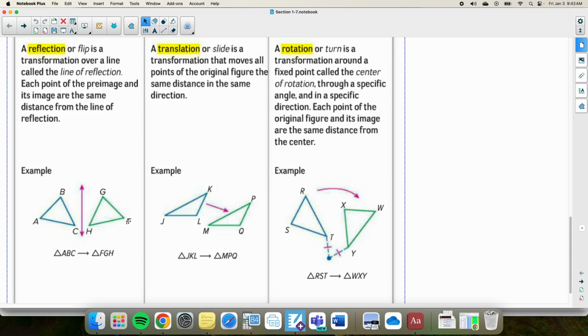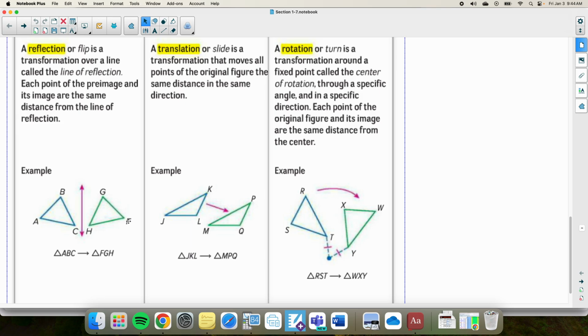The next thing is called a translation. When you first learned this, you probably learned it as a slide. So what's happening here is you're taking a figure and moving it left or right, up or down, or you can move it diagonally too, okay? So the figure does not turn at all, and it doesn't flip at all. All it does is get moved. It stays in the same order of the vertices.